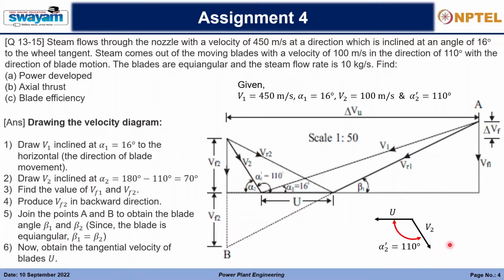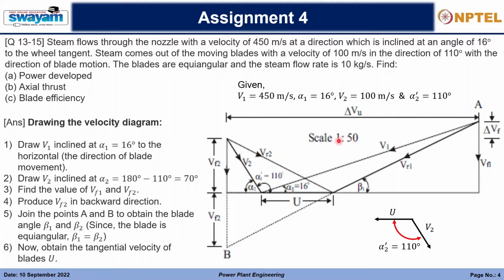You can correlate with this also. So I am just drawing a horizontal line out here. So these are interior alternate angles, right? So this is 110, exactly the same angle here, it is 110 degree. And the alpha 2 that we consider for analysis is this angle. So we subtract it from 180, so we get alpha 2 as 70 degree. And v2 is again 100 meter per second.